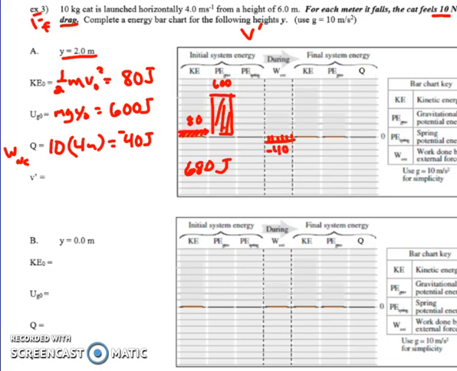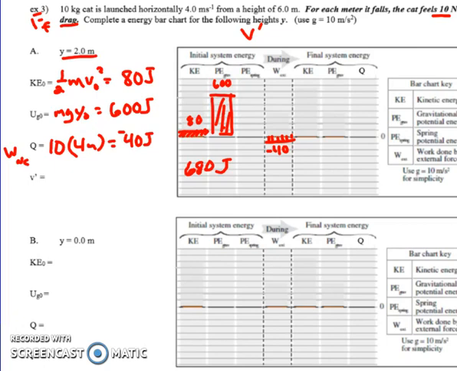So the easy mistake to make is to say, well, we took away 40 units from the 680. In one sense we did. We took away 40 units from the system, which was the Earth/cat, and we put it into something else. But we're going to look at this a slightly different way.